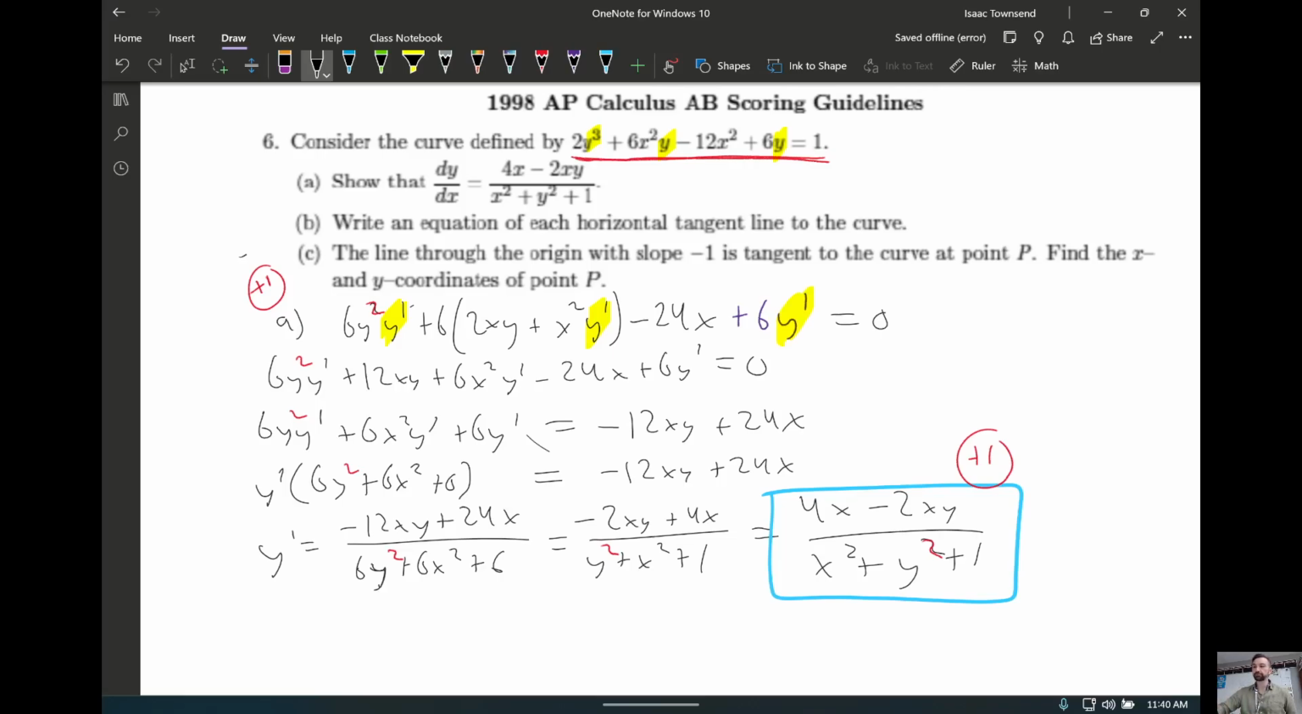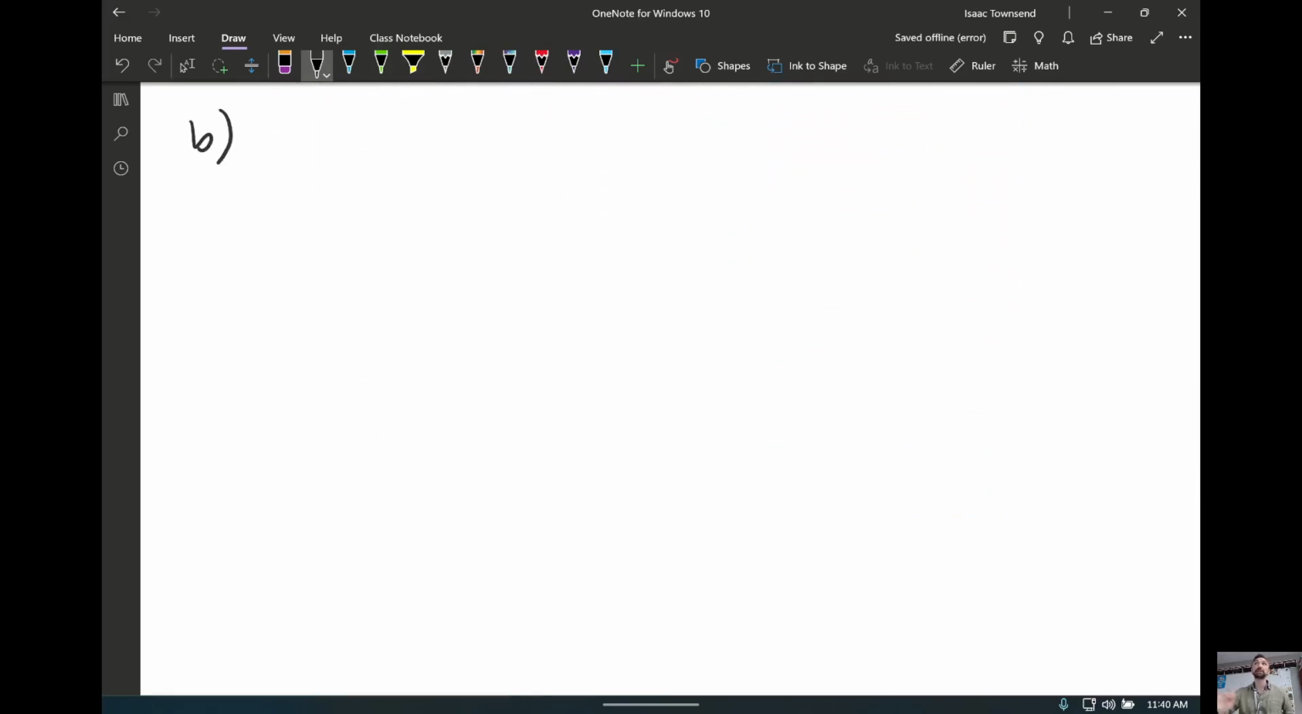Now, part B has nothing to do with implicit, but again, this type of stuff only gets easier the more different things that you see. So that's where I just try to expose you to as much as possible. All right, part B says write the equation of each horizontal tangent line to the curve. What do we know about horizontal lines? Okay, even better. So horizontal lines are when the slope is 0, but in calculus, we like to say when the derivative is 0. So, do we know the derivative of that equation?